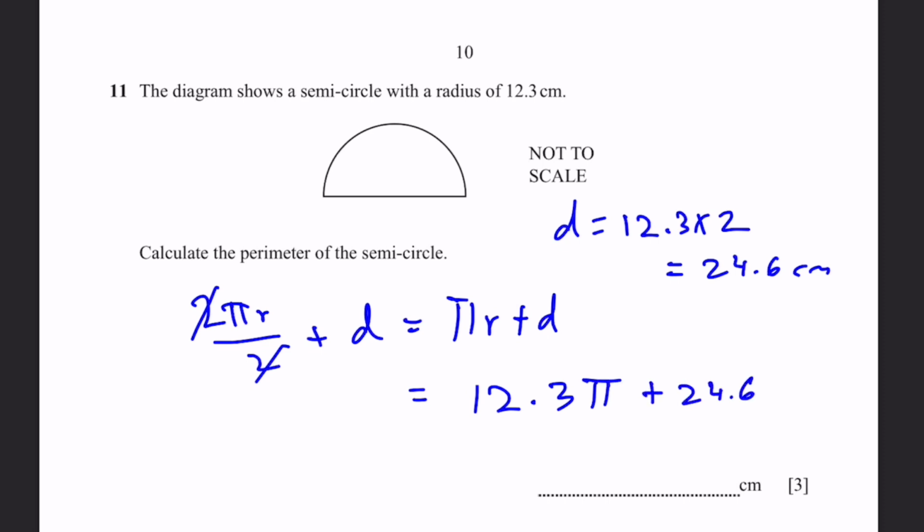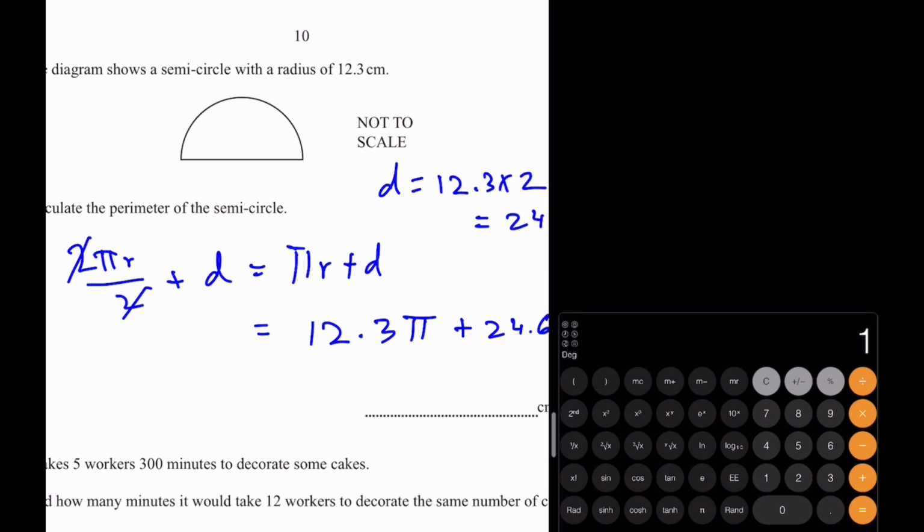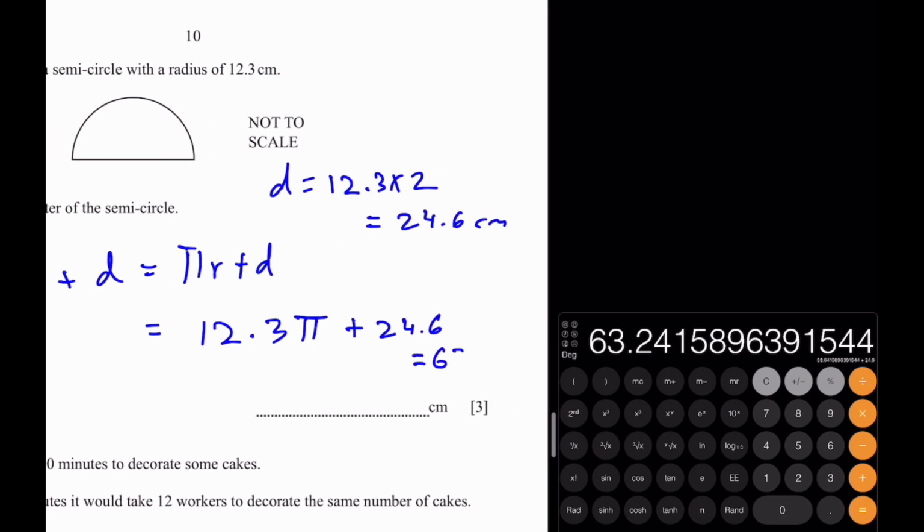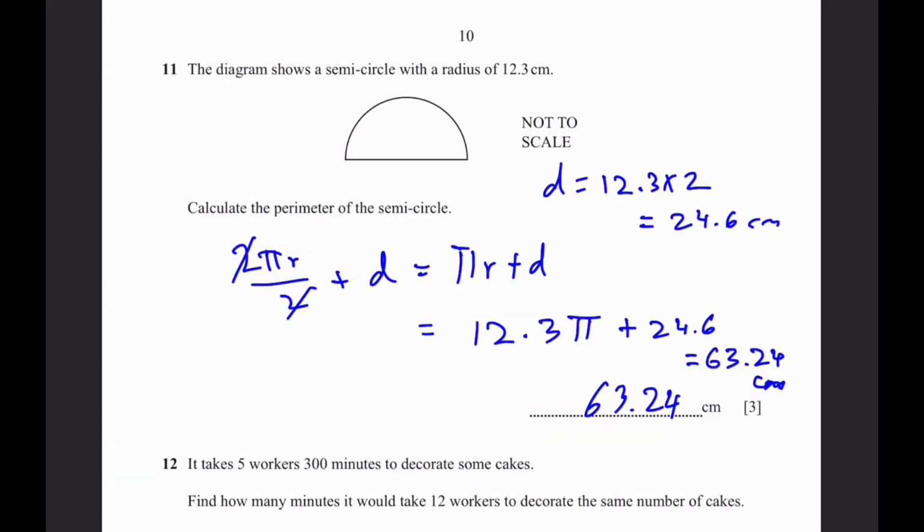Let's get our calculator out. 12.3 into pi plus 24.6. It's equal to 63.24 centimeters. That's the answer. Let's go to question 12.